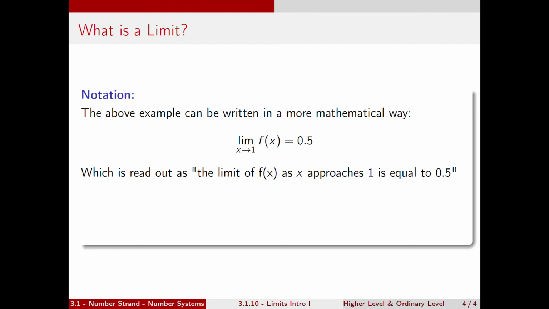The above example can be written in a more mathematical way. So we can say that the limit as x approaches 1 of f of x is equal to 0.5. Notice though that f of 1 does not actually exist. So if we sub 1 into the function f, we would get 1 minus 1 on the top line, which is 0, and 1 minus 1 on the bottom line, which again is 0. So f of 1 does not exist, but the limit as x approaches 1 of f of x, it would seem from above, does exist.